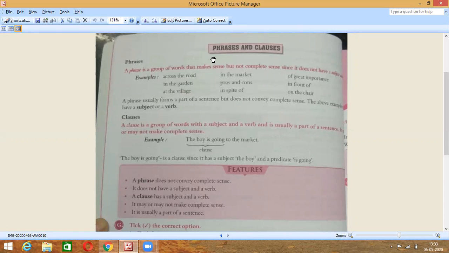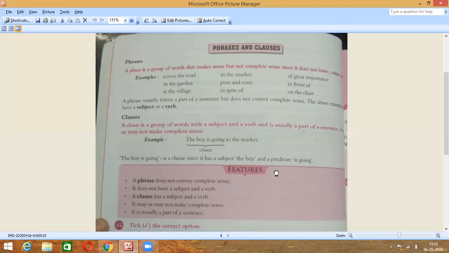You will learn more about phrases and clauses, the kinds of phrases and the kinds of clauses, later, in class 6th also.